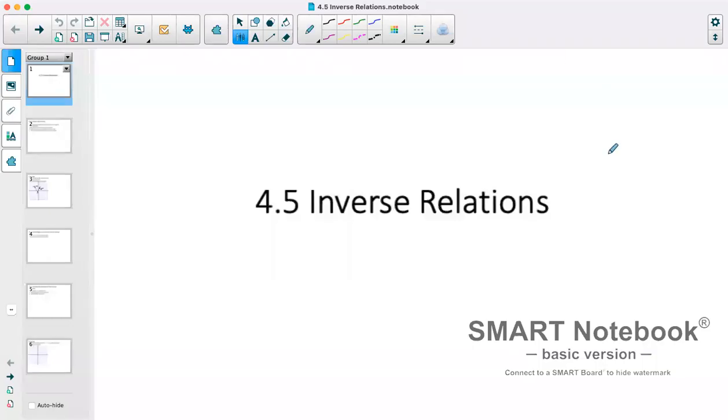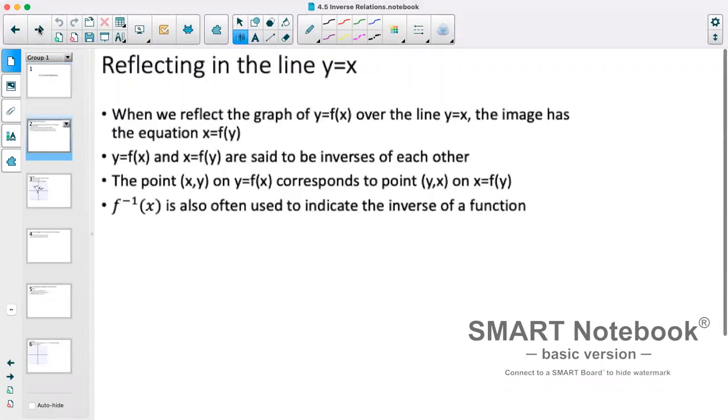Hi, today we are going to look at section 4.5, which deals with inverse relations. With inverse relations, what we're essentially doing is reflecting our graph over the line y equals x. Now, when we do that, our equation y equals f of x becomes the equation x equals f of y.